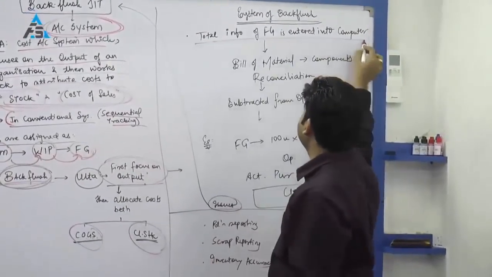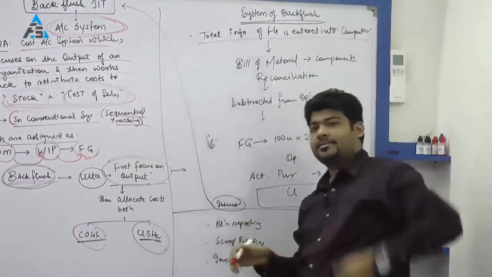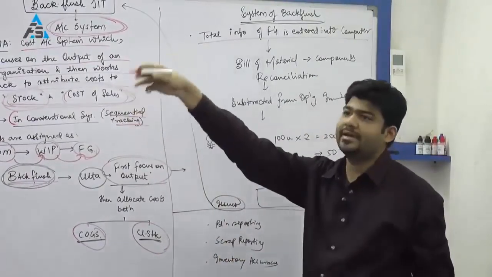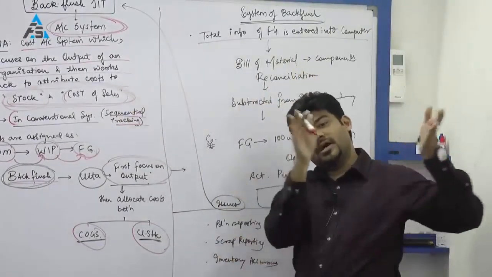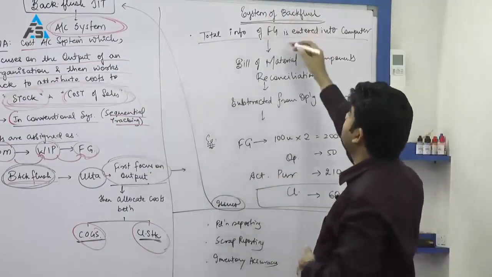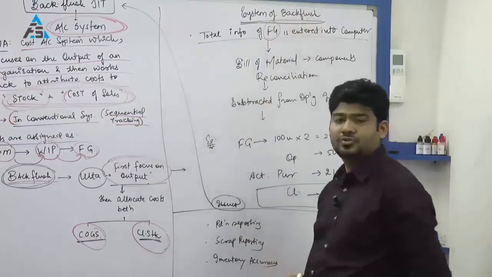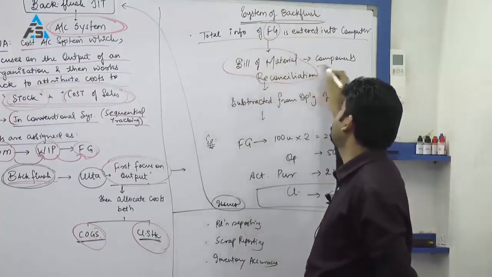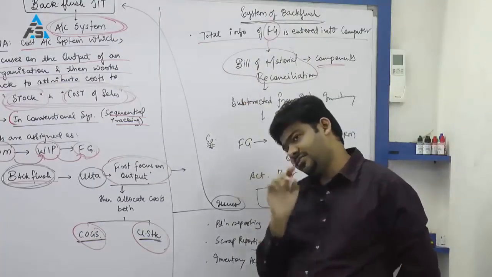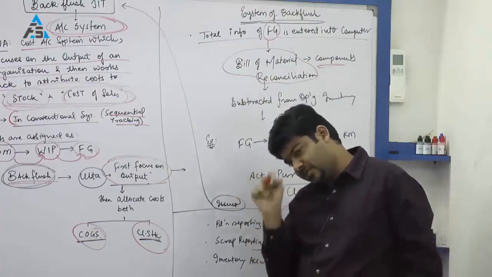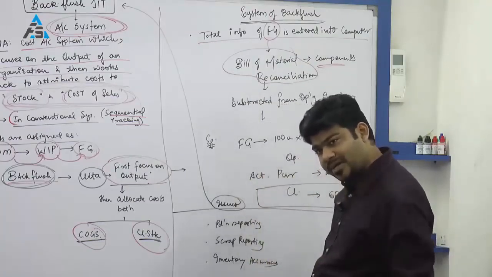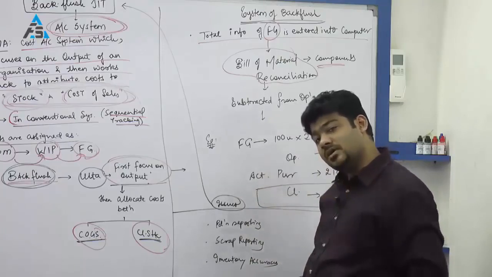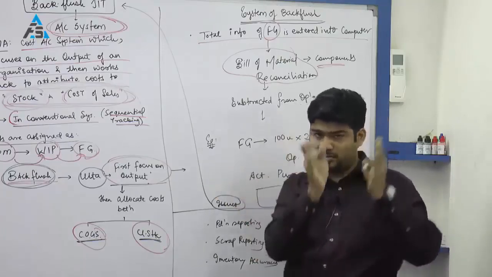See, total info of FG is entered into computer. पहले रॉ मटेरियल आता है, फिर प्रोसेस होता है, फिर एफजी आता है. यहाँ पे तो वो स्टार्टिंग किसे करता है, सीधा info of finished goods is entered into the computer. फिर बाद में बिल ऑफ मटेरियल से वो रिकंसाइल होता है कि भाई अच्छा इतना फिनिश गुड्स बना है, तो इतने फिनिश गुड्स के लिए इतना कॉम्पोनेंट, इतना रॉ मटेरियल लगना चाहिए था, तो कितना रॉ मटेरियल लगा है. That's how the accounting works.